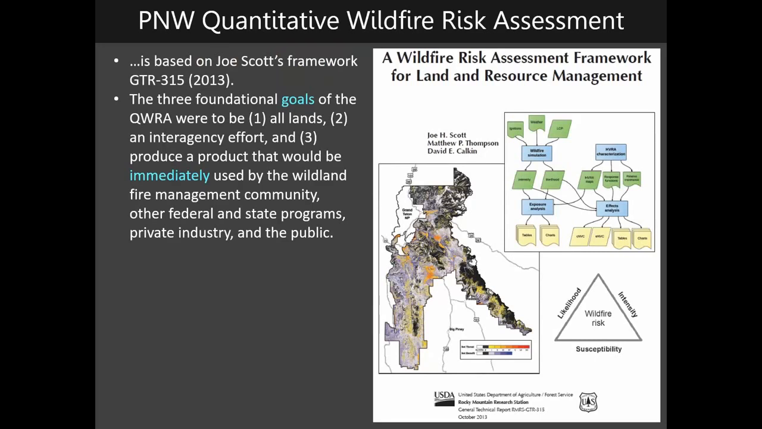So the Pacific Northwest Quantitative Wildfire Risk Assessment, we're just finishing up. It's been about a 2-year effort. We've gone through a couple of versions, and in a month we'll have the final version out. It's based on Joe Scott's framework and that GTR 315.